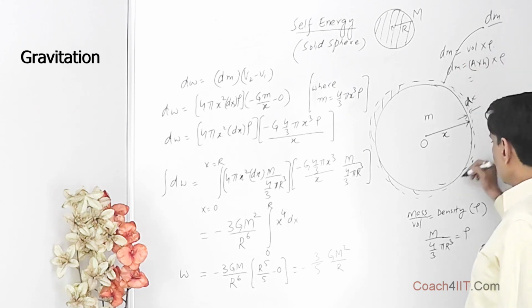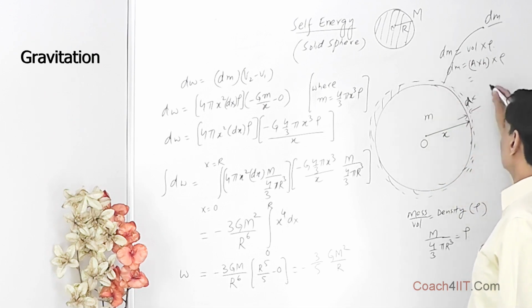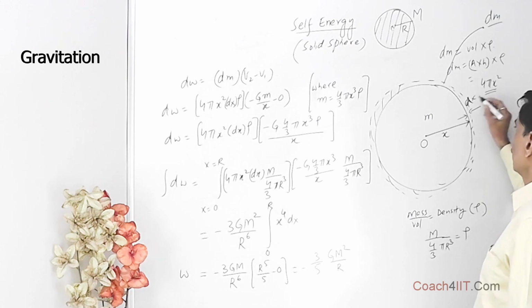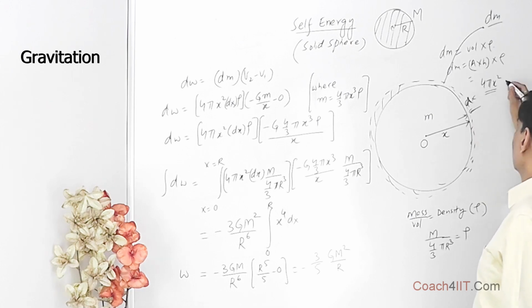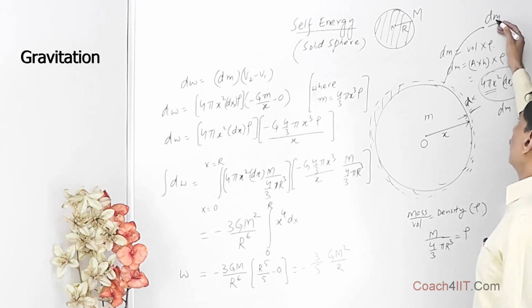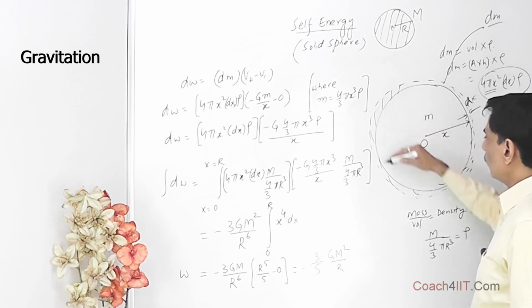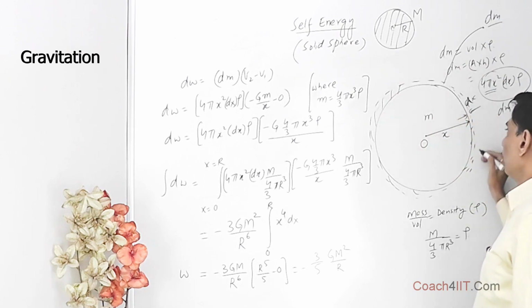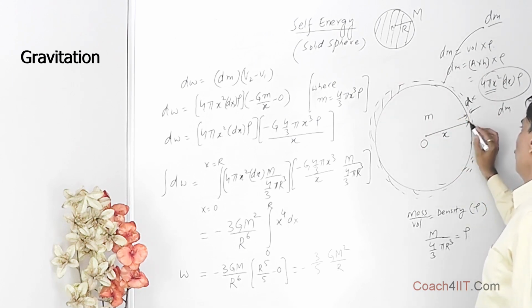Now the surface area of this sphere at this instant is 4 pi x square, into its height, which is dx. So this is volume into density, and density is rho. We are taking the density of the material as rho. So this stands for the differential element of mass which has been brought from infinity and spread over this sphere uniformly to raise its thickness by dx.